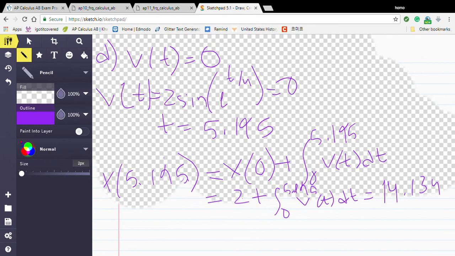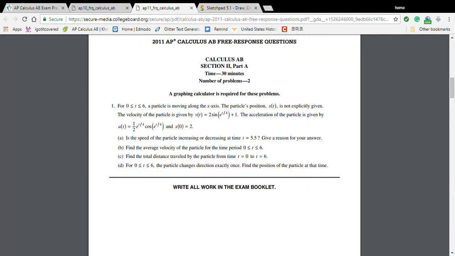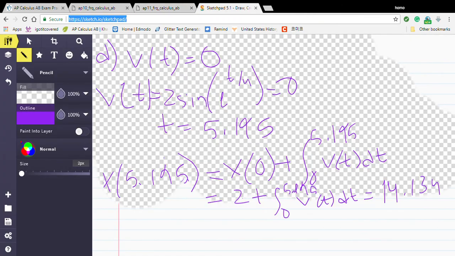So in D, we were asked to do two things: know when it changes direction, and we did it by knowing when velocity is 0, which is at t equals 5.195. Then we were asked to find the position at that time, and we did it by using the fundamental theorem of calculus to find the position.